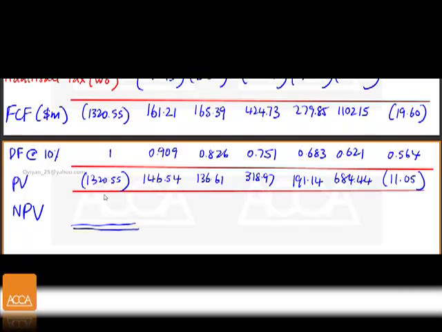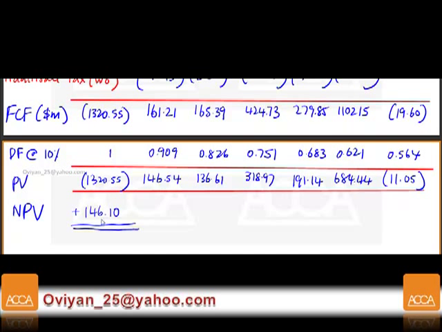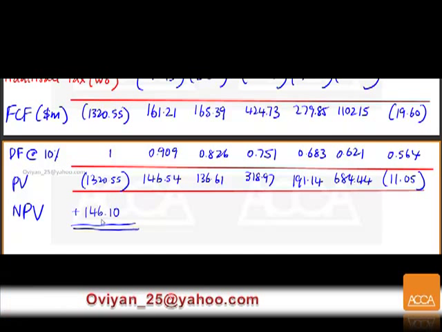You're going to get an NPV here of plus 146.10. Okay, you're going to get an NPV here of 146.10.